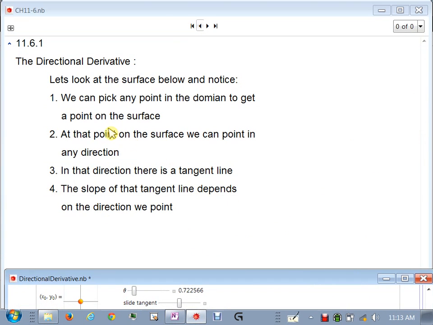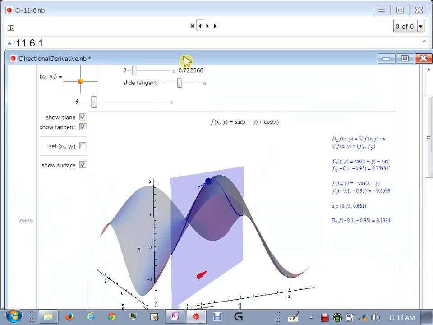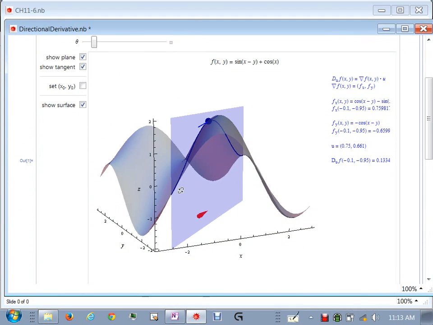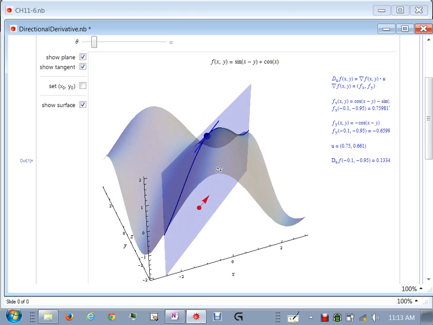So if we look at that, we can pick any point in the domain and get a point on the surface. At that point on the surface, we can point in any direction, right? In that direction, there is a tangent line. The slope of that tangent line depends on the direction we point. Now, the question becomes, when we say direction, what are we talking about?